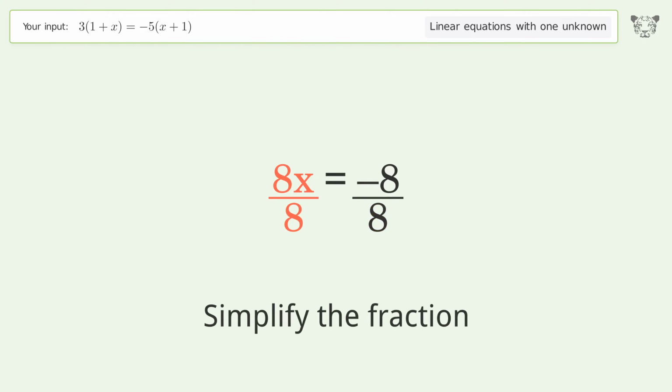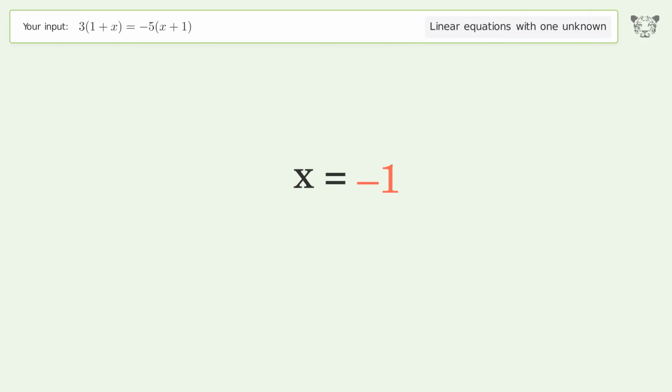Simplify the fraction. And so the final result is x equals -1.